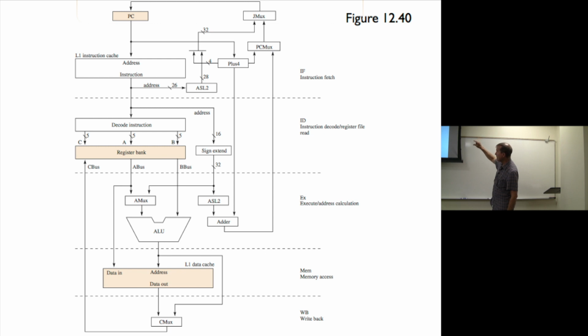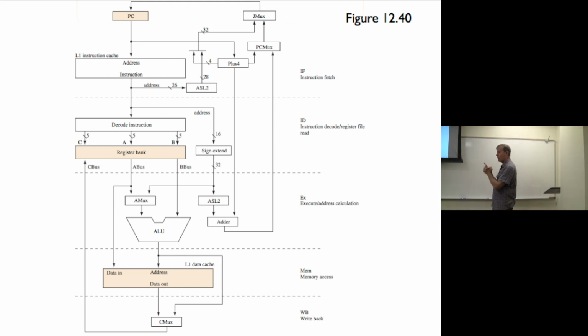And then we have the ID, the instruction decode slash register file read, is the ID stage. And then the EX is the execute stage, and MEM is the data cache. And then WB, the write back, is where the data has to flow through the CMUX and then be written back to the register bank.